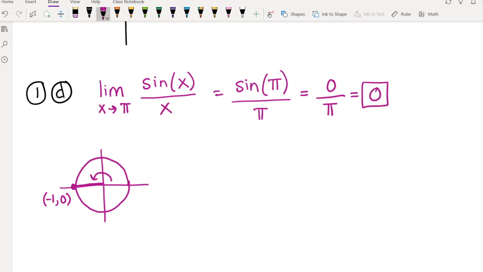So remember that pi is a number, right? You might look at that and think it's a variable or something else. It's just a number. So treat it like a number. See if you can plug it in. If you can, great, then you can do that.